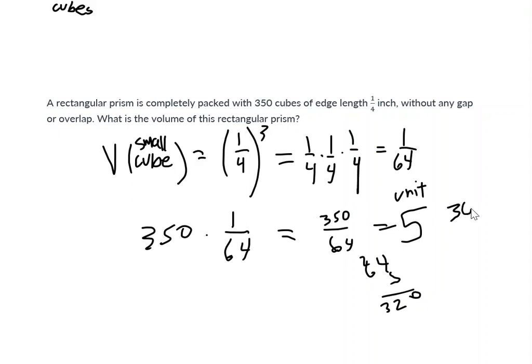So we have 30 of these smaller cubes that have a 1/64th volume. So 5 whole unit cubes and 30 smaller cubes with a volume of 1/64th cubic inch each.